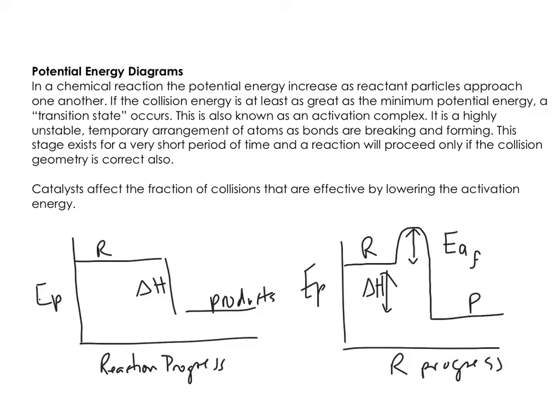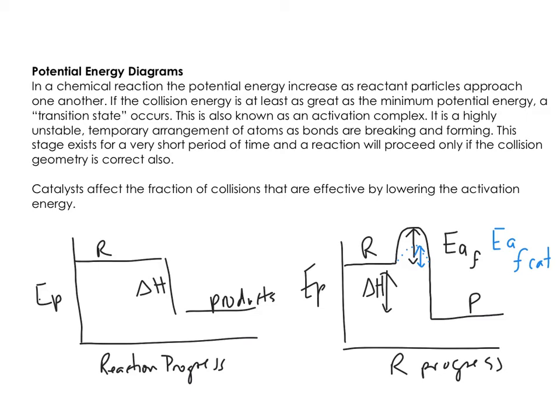If you have a catalyst, it will lower your activation energy, so it could be only that high. So in that case, that's activation energy for the forward reaction catalyzed. So there's a considerable drop in energy there. Now, the reverse reaction has a larger potential energy.